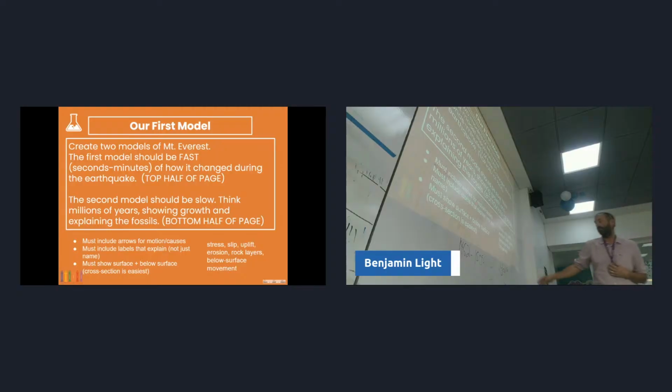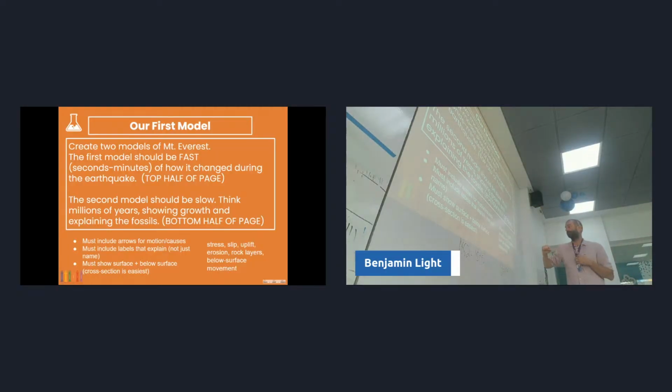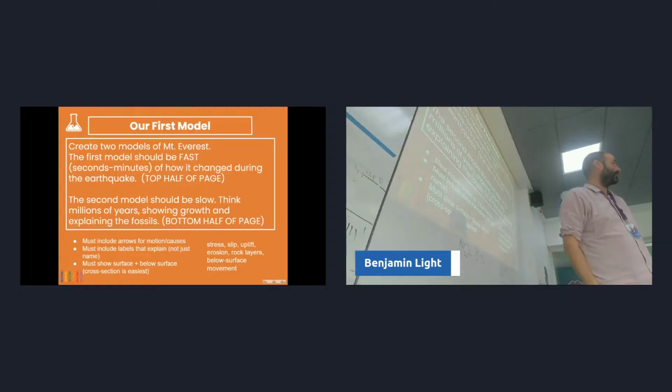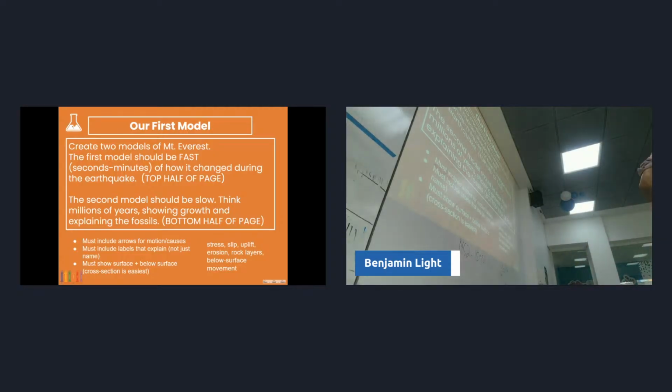What does cross section mean? Cross section means the surface and below the surface. There are some words you could use and think about. You don't have to. I'm not going to define them for you, but they're here: stress, slip, uplift, erosion, rock layers, below surface movement. You do not have to use them. I'm just pointing them out. So we have a few minutes to work on that, about 5, and then we'll go from there. Yeah, I'll randomly call people to bring their models up.